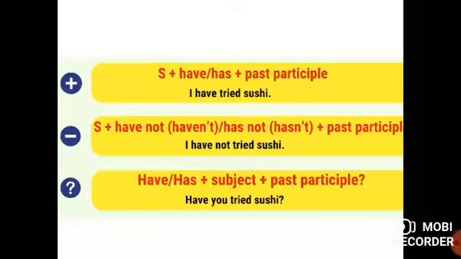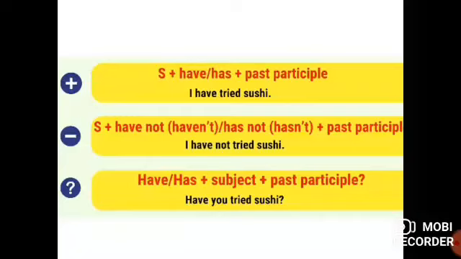So here we have the different forms that the present perfect has. The first case is the affirmative sentences. So the person, have or has, and past participle. I have tried sushi. Or, remember, he has tried sushi. Then, for the negative forms, we are going to use the person, have not or haven't, or has not or hasn't, plus the past participle. I haven't tried sushi, or she hasn't tried sushi.